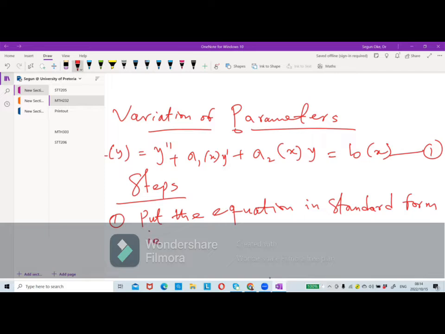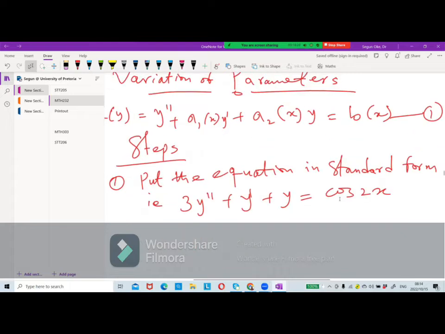Let's look at an example. If I have 3y prime prime plus y prime plus y equals cos 2x, or let's say cos x. It simply means I need to transform it. Who can tell us how to do it in order to make it equation 1? Yes, anybody?